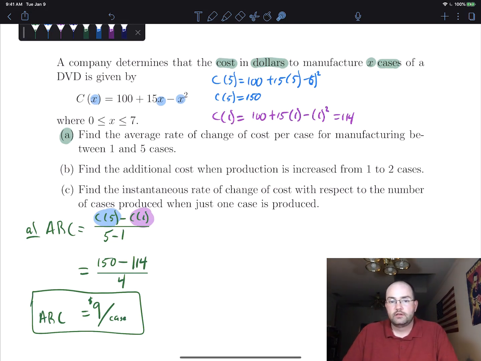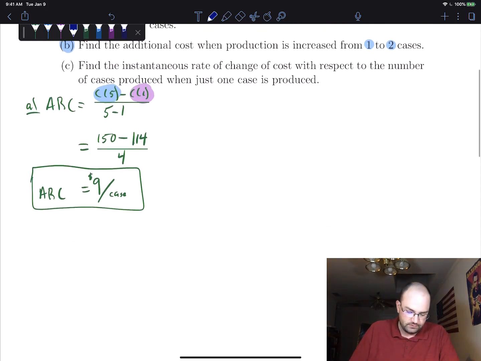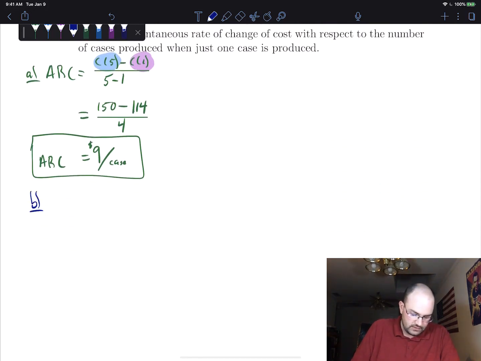Alrighty. Letter B. We want to find the average cost when production is increased from 1 to 2 cases. Now this is kind of interesting because this is going to be another average rate of change from 1 to 2 cases. We already know C of 1. What we need to figure out for this one is we need to figure out C of 2.